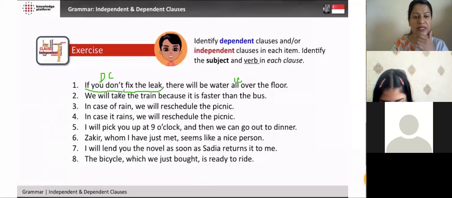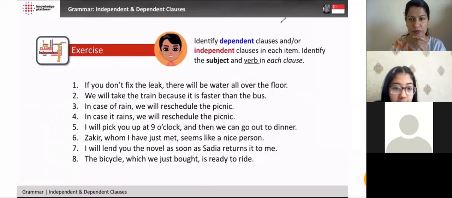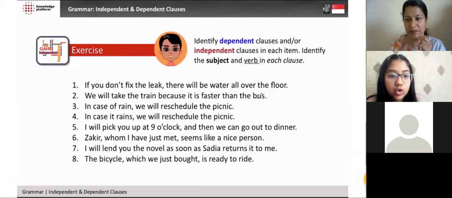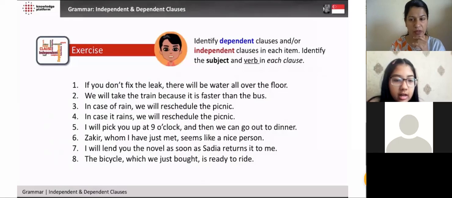ठीक है. We will take the train because it is faster than the bus. Zainab. Ma'am, can you hear me now? I can. In this sentence, we will take the train is the dependent clause, and because it is faster than the bus is the independent clause.